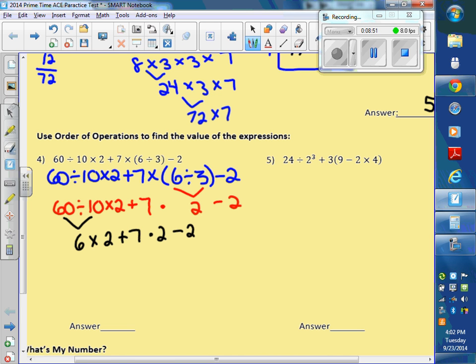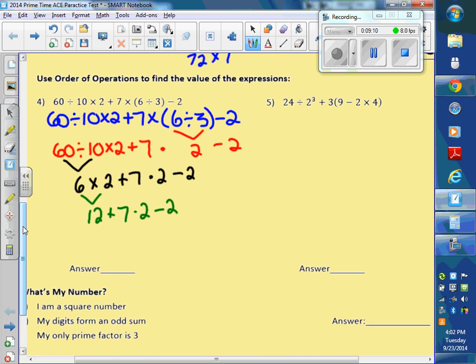So now I keep continuing on. Multiplication still exists, so I have to do that. 12 plus 7 times 2 minus 2. Still have multiplication in the problem. So 12 plus 14, take away 2. 12 plus 14 is 26, take away 2. So my answer is 24.